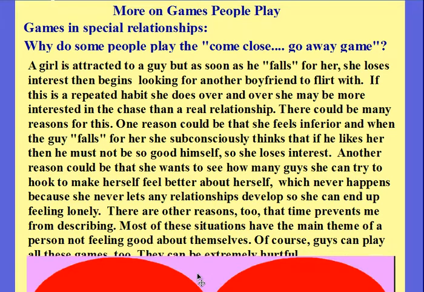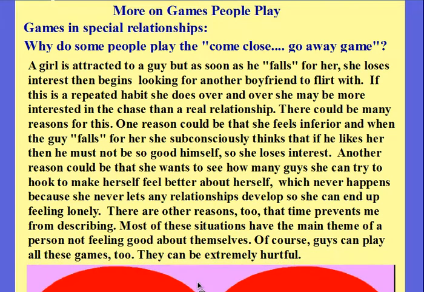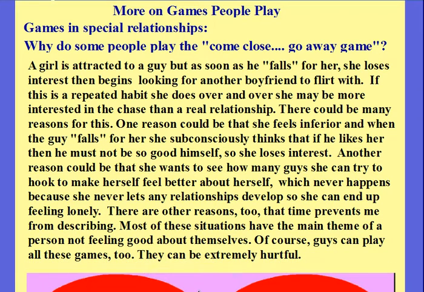Most of these situations have the main theme of a person not feeling good about themselves. Of course, guys can play these games too. They can be just extremely hurtful. So the bottom line is that when people don't feel good about themselves, they don't get enough positive strokes, they lash out and they're hurtful to others.